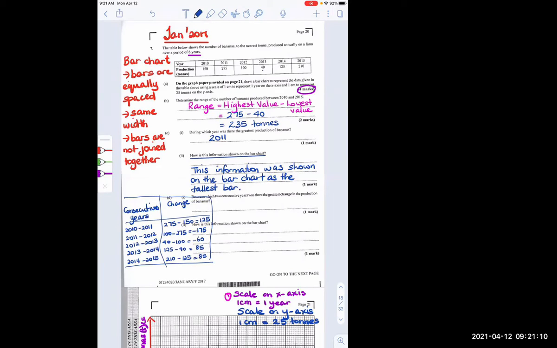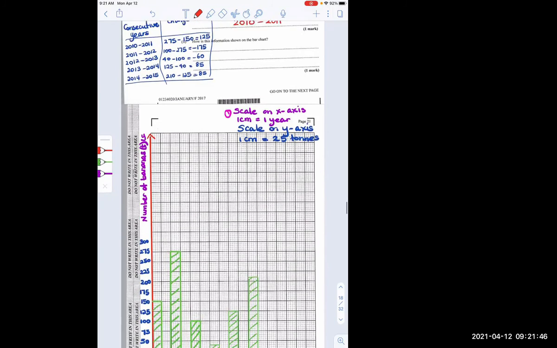Is anyone still writing? I finished. All right. Andrew, between which two consecutive years was there the greatest change in production of bananas? 2010 to 2011. Correct. So here I would have scored 1 mark. Now, they ask, how is this information shown in the bar graph?